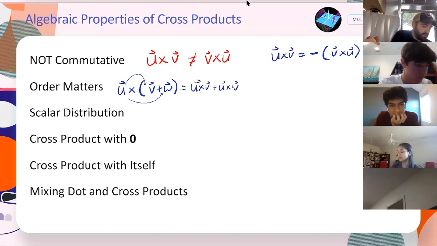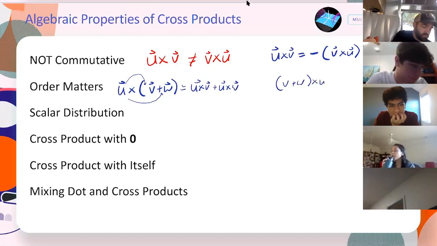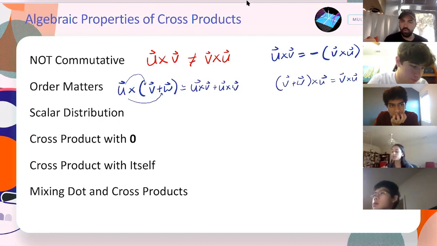Versus if I did, oops, the cross product on this side. When I distribute, it should stay on the same side. Right, so order matters, but otherwise the distributive property is fine.